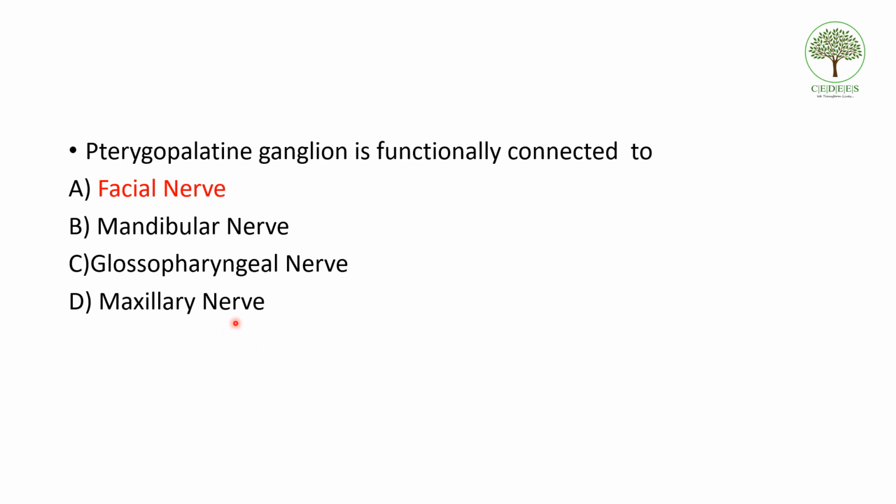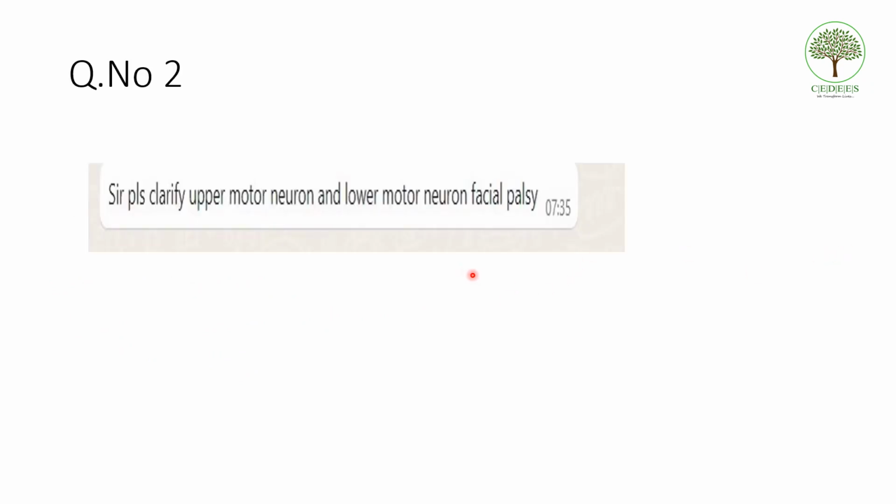The maxillary nerve is topographically related. Topographically means it is just geographically present at that region, its location. So question number 2. Clarify upper motor neuron and lower motor neuron facial palsy.